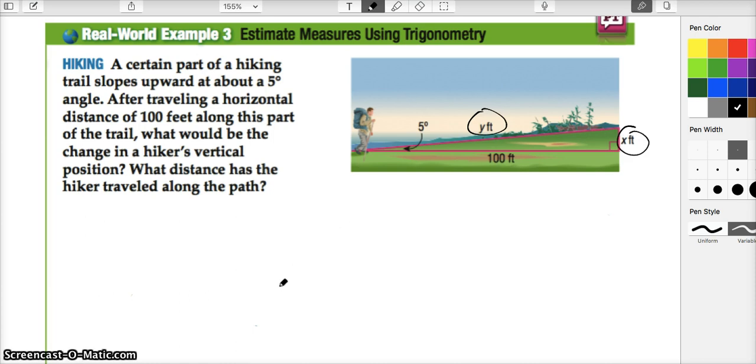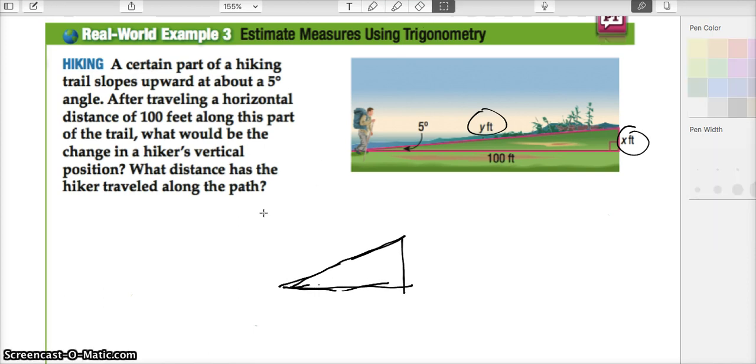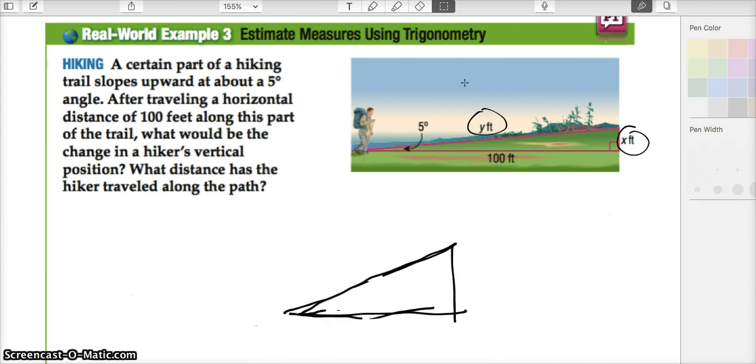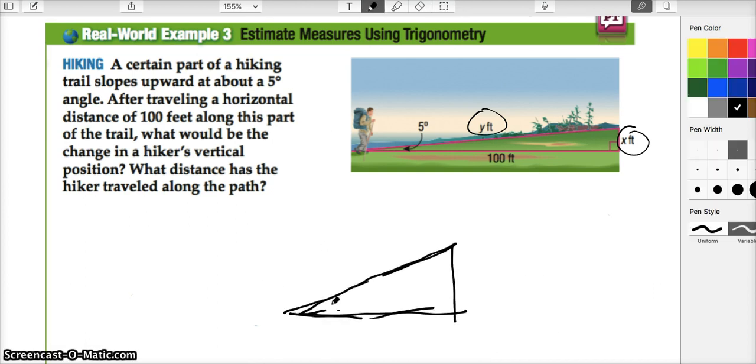I'm going to redraw this triangle. I'm going to exaggerate the angle a little bit. I know that it's only a 5-degree angle, but I'll make it a little bit larger so that we can write in it nicely. But you guys see the little picture over here. Okay, so here's the deal.